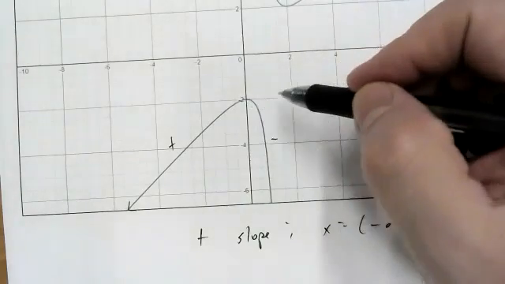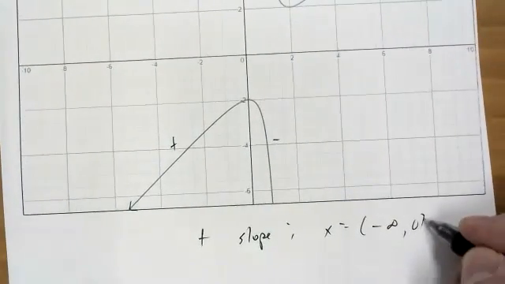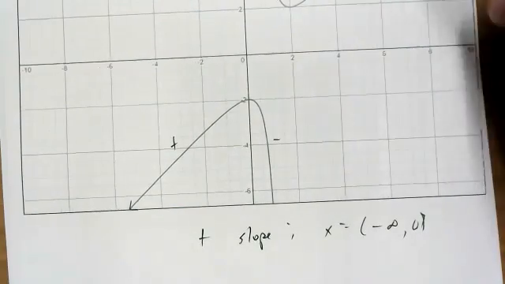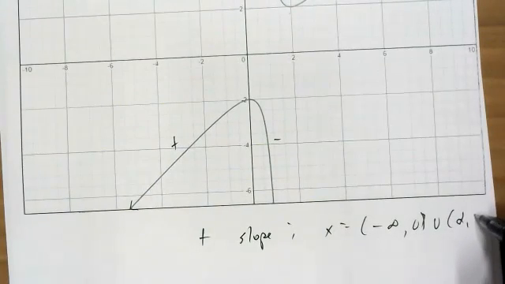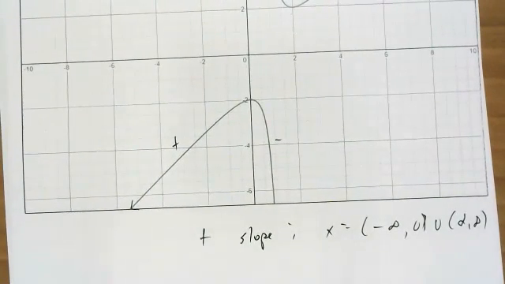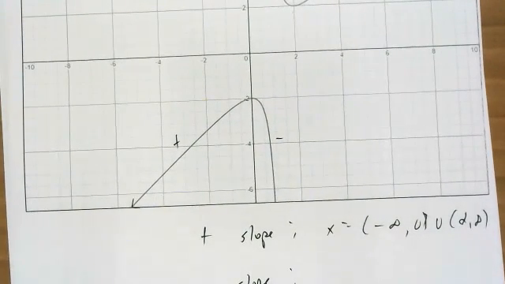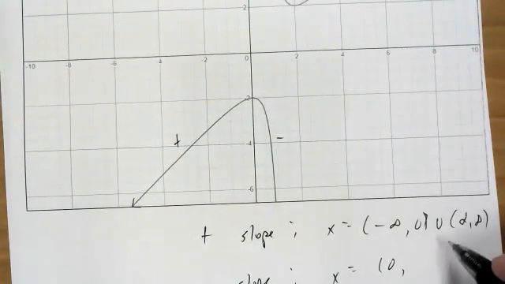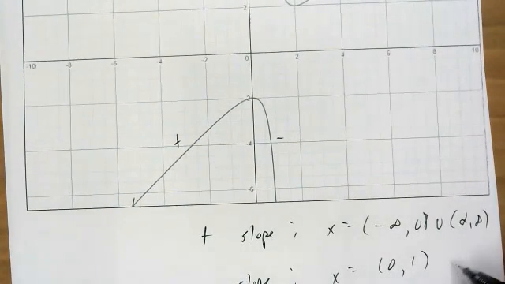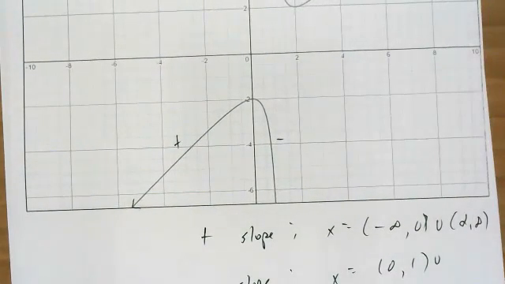Negative infinity to 0. And positive, it looks like it starts at 2 and it goes to infinity. Negative slope: x starts at 0 and goes to 1. And then from 1 to 2.